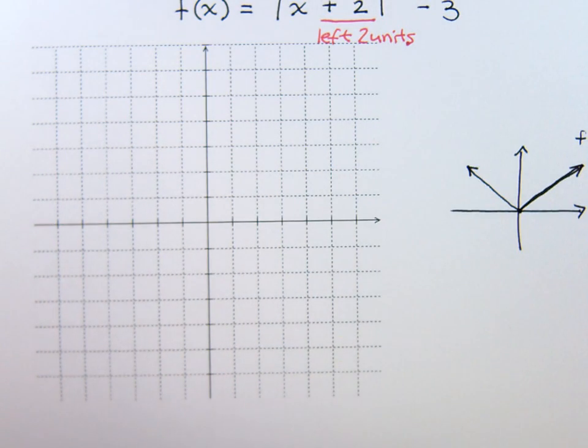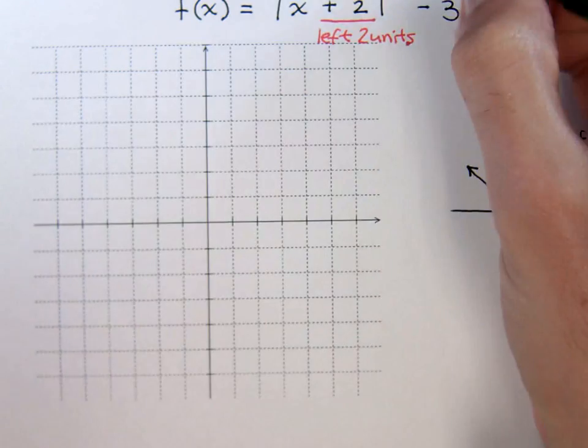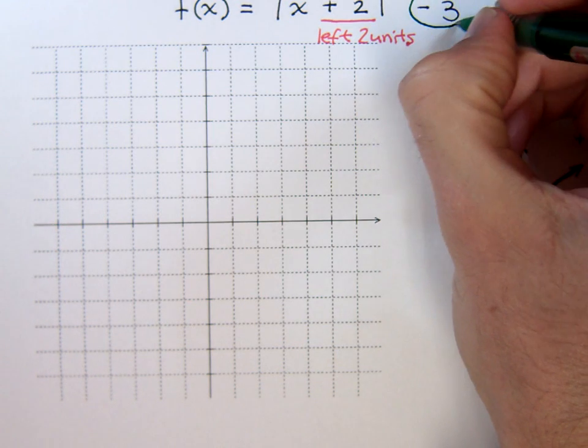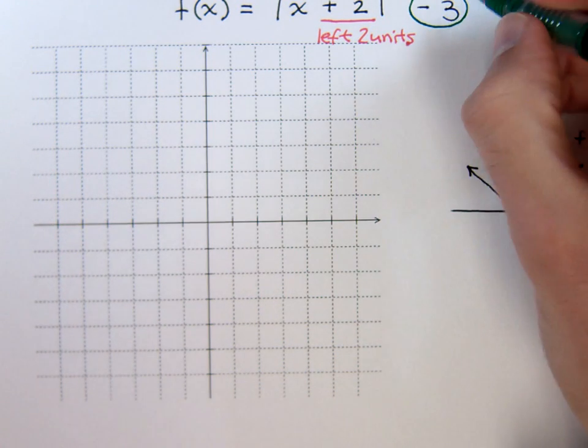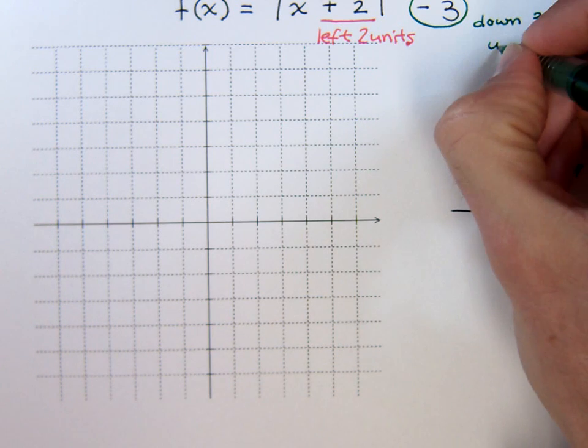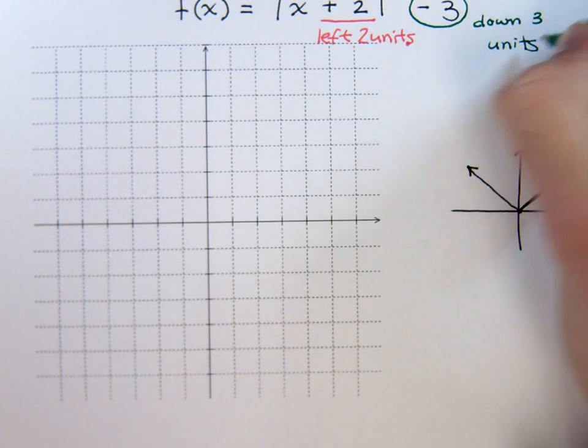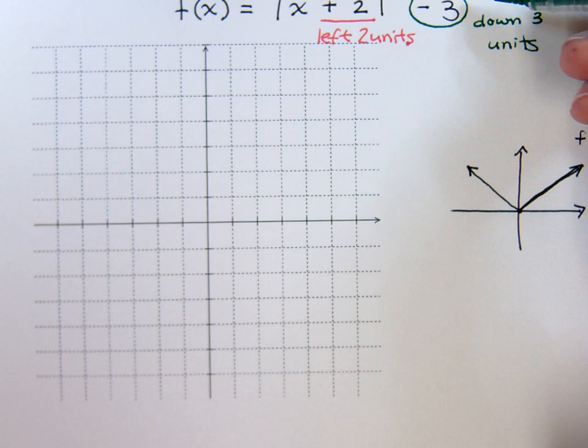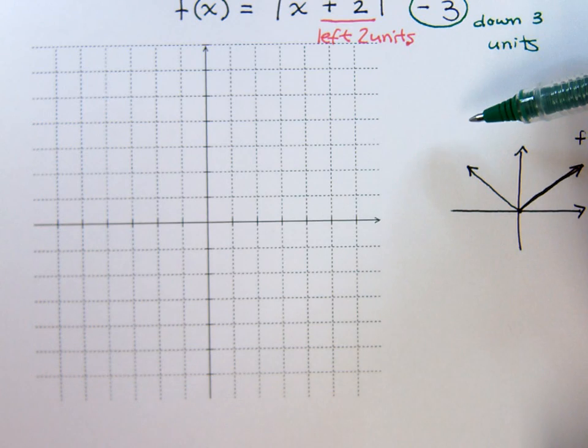We also see a minus 3 at the end of this function. This minus 3 tells me that I'm going to take my shape and I'm going to go down 3 units. Whatever number you see at the end here, you do exactly what you see and you move in a vertical direction, up or down. In this case, since we see a negative 3, we're going to go down 3 units.